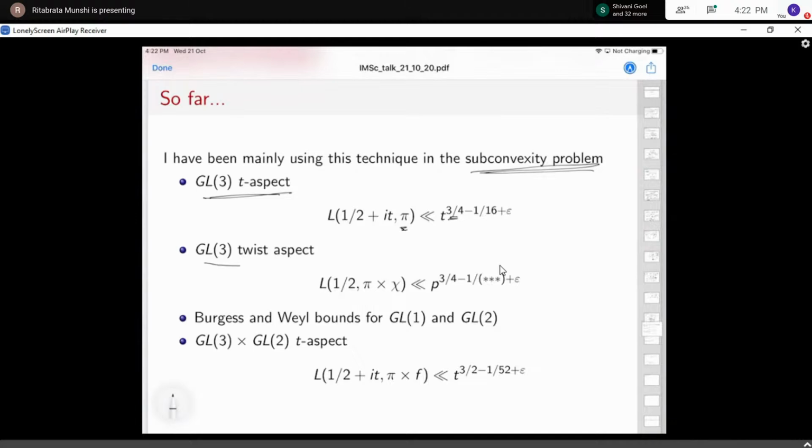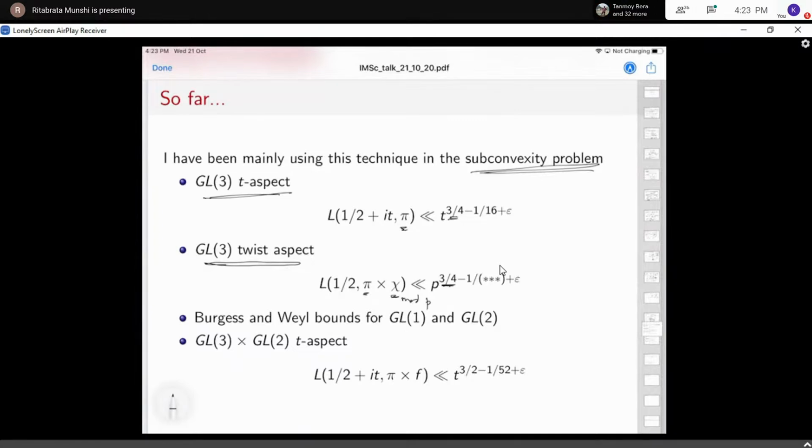The next thing I did was the GL3 twist aspect. So here I'm looking at the central value. Pi is fixed, but it's getting twisted by a character modulo p. Again, p to the power 3/4 is the convexity bound, and I have a bound p to the power 3/4 minus 1 over some number which is a three-digit number. But you can improve that, and people have improved that exponent. So I'm not going to mention what I had.